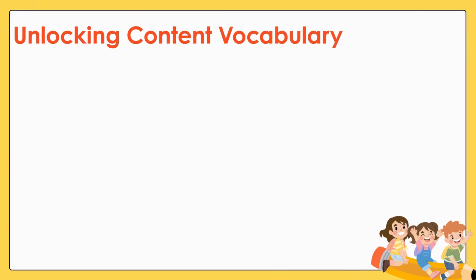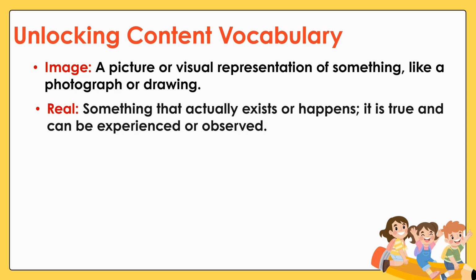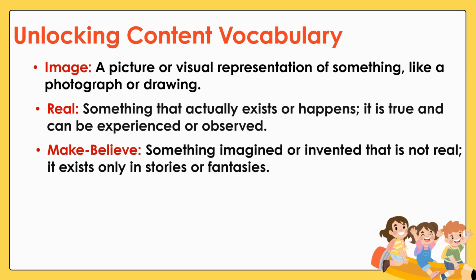Unlocking content vocabulary. First, image. A picture or visual representation of something, like a photograph or drawing. Real. Something that actually exists or happens. It is true and can be experienced or observed. Make-believe. Something imagined or invented that is not real. It exists only in stories or fantasies.